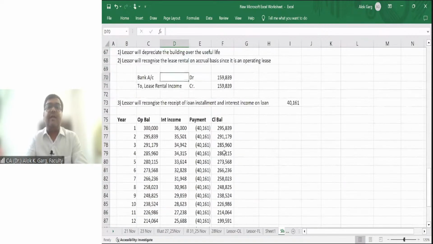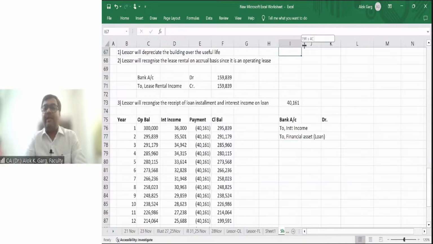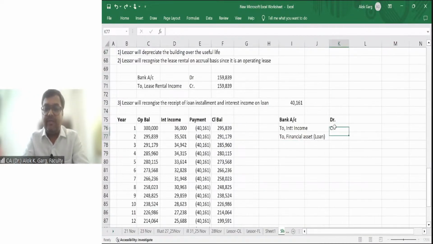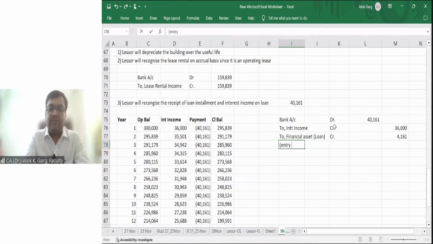What is the accounting entry you will pass in the first year? Bank account debit, to interest income, to financial asset, which is your loan. This is the entry you need to pass every year. By how much amount? This is the schedule you have already created. The bank account will be debited by 40,161. Interest income you will receive in the first year is 36,000. The remaining goes to your financial asset. This is the entry at the end of the first year, and this is how the entry has to be made for the next 20 years.